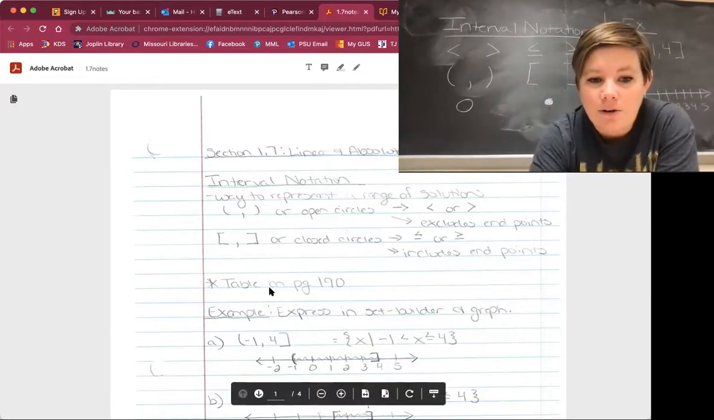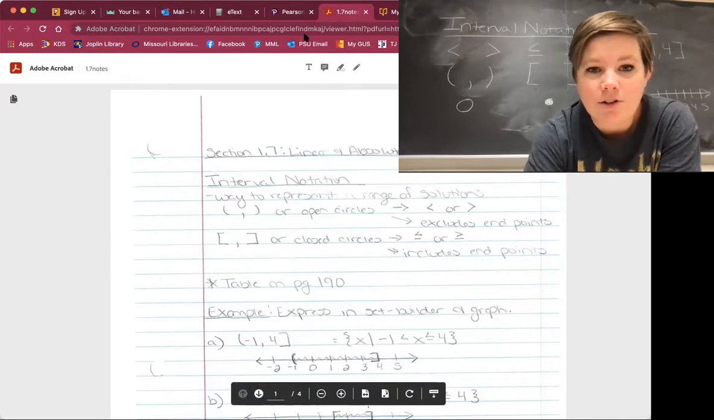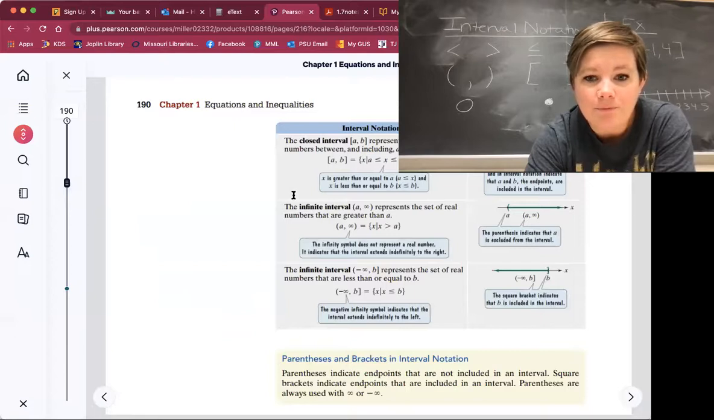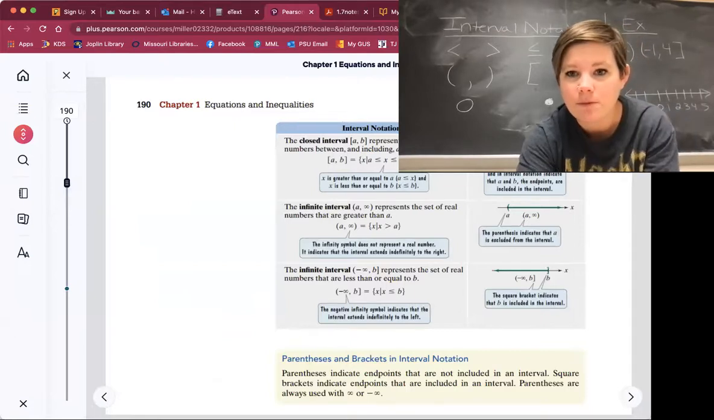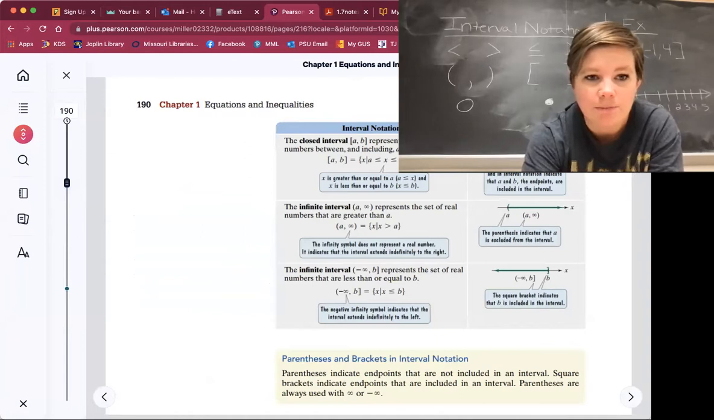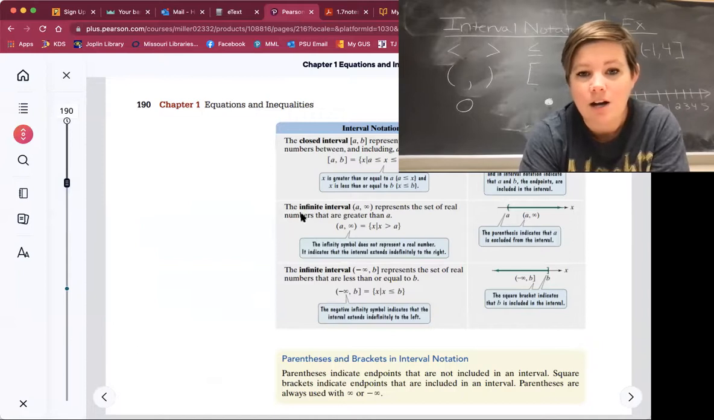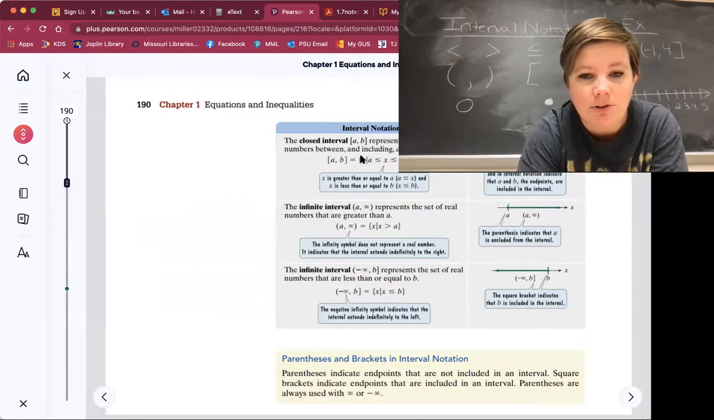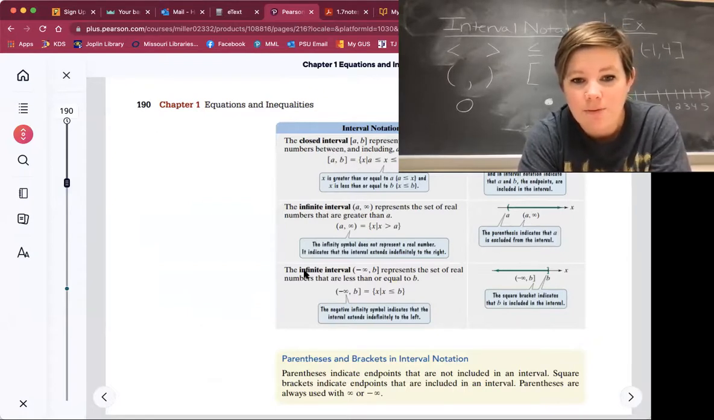And in the notes, I reference a table on page 190 in your textbook because it does a really good job of showing you all this information. Let me see if I can move me over here. So there's actually two tables on page 190. There's this top table right here, this interval notation, and then it shows you what that means in a graph. But it also shows you right here, this set builder notation. So we have a closed interval, we have an infinite interval, and we have another infinite interval.